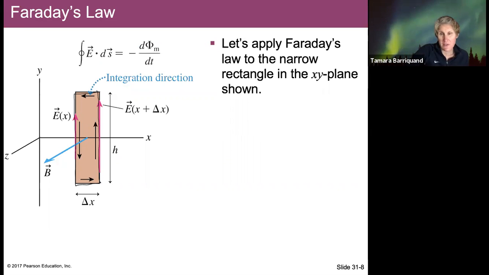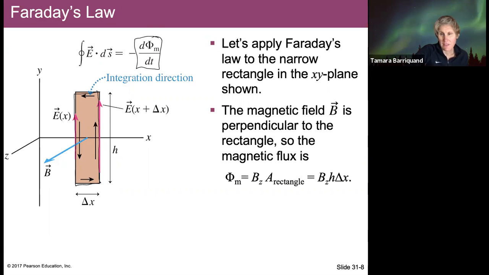So let's first try to figure out what is going on with the right side of our equation. Let's try to figure out what is going on with the magnetic flux. So the magnetic field B is perpendicular to the area, to the rectangle. And so when we take our flux, we know that our magnetic flux is going to be equal to the magnetic field dotted with the area.